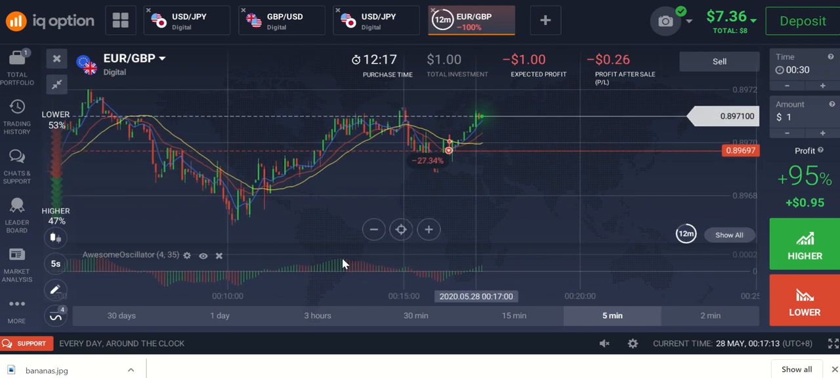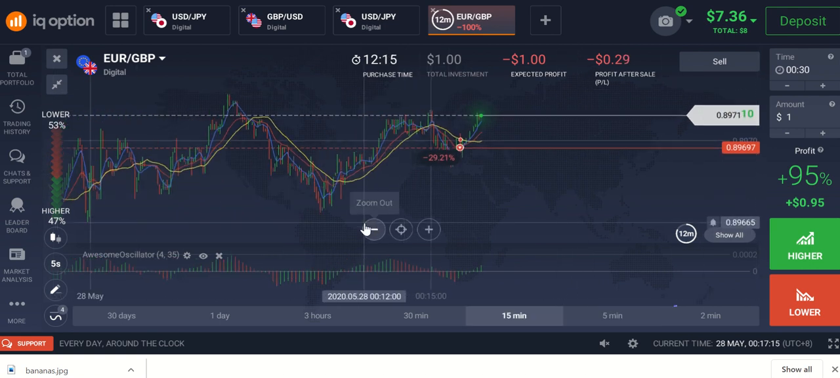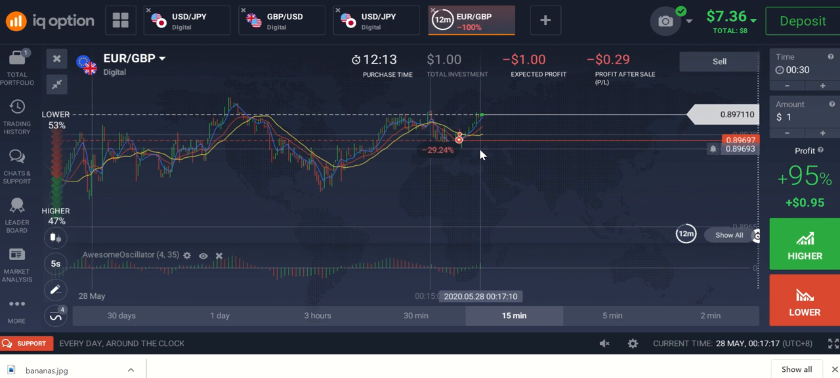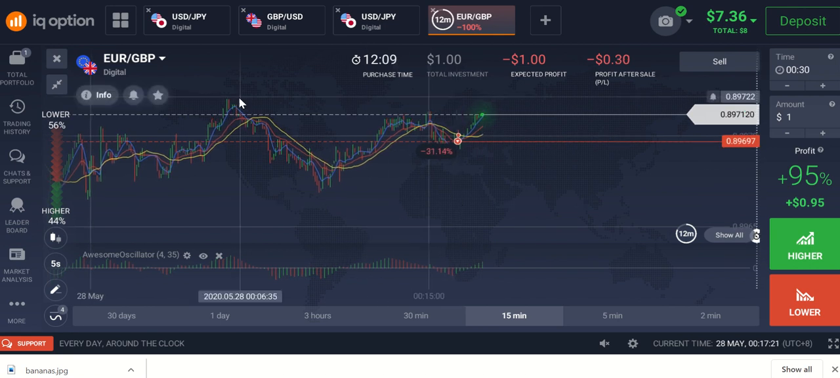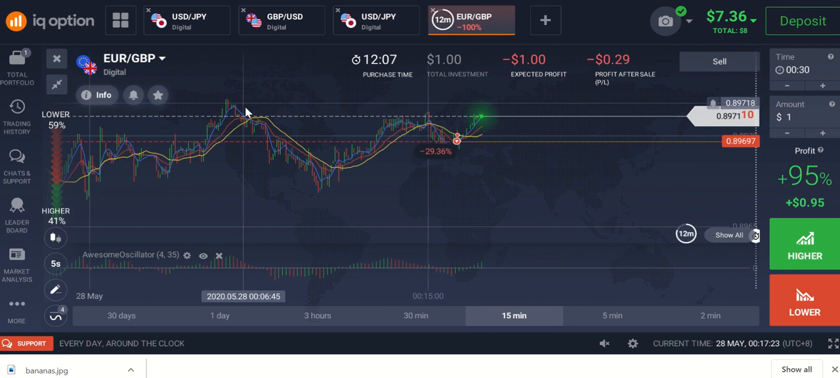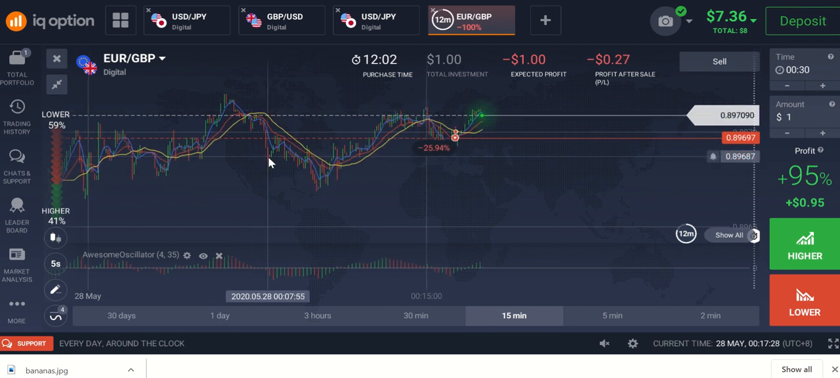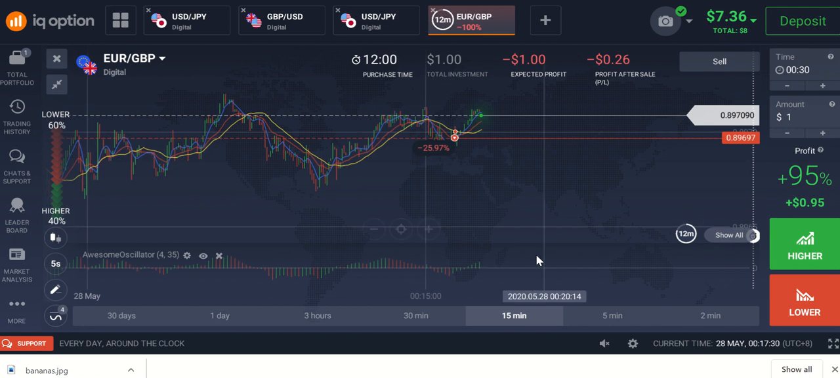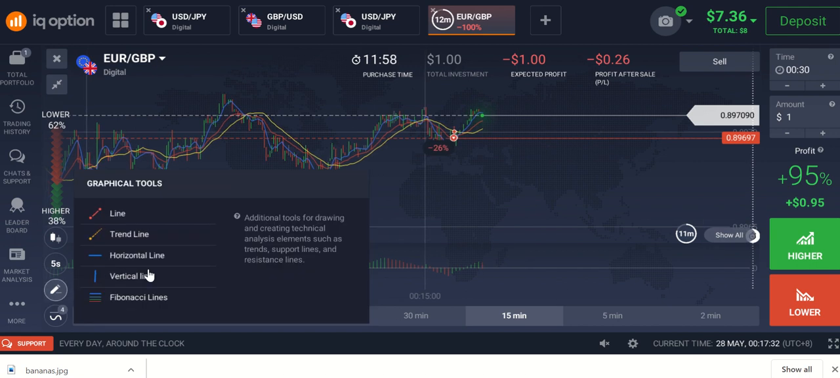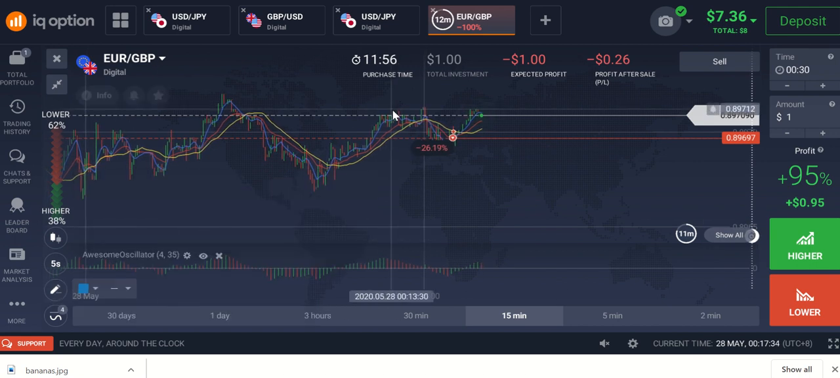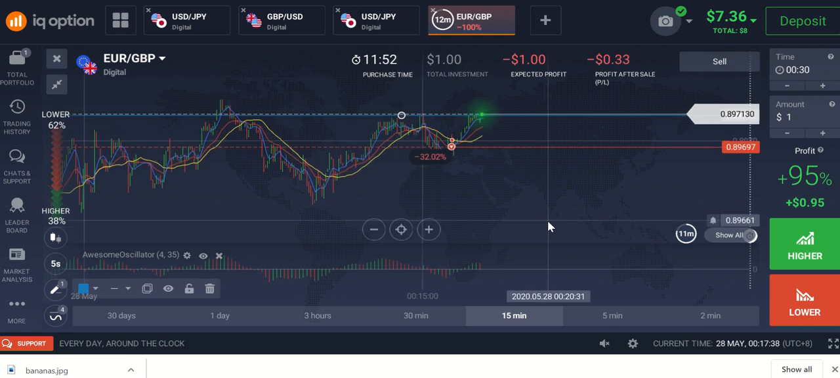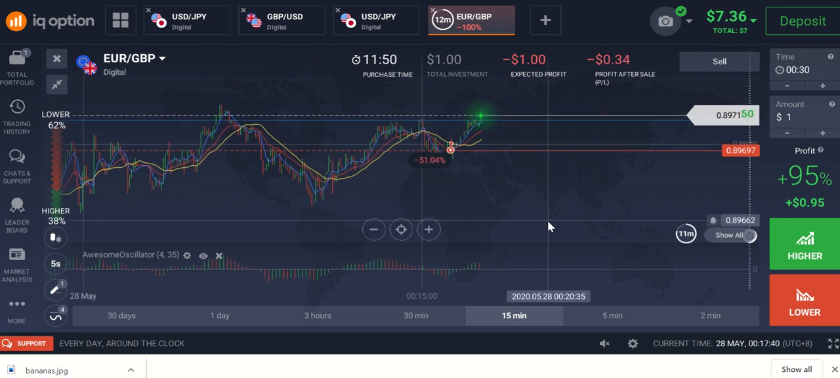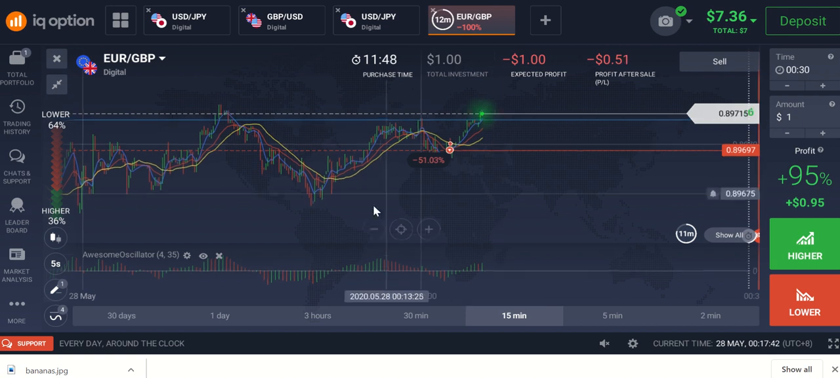We have 12 minutes left, so hopefully it goes back. So I don't think we had a good entry there. Let's try. You have a resistance over here. Actually, this is also a resistance in a 15-minute chart. I am going to draw that line. This is a resistance that we have right here. There. Because you have it here.